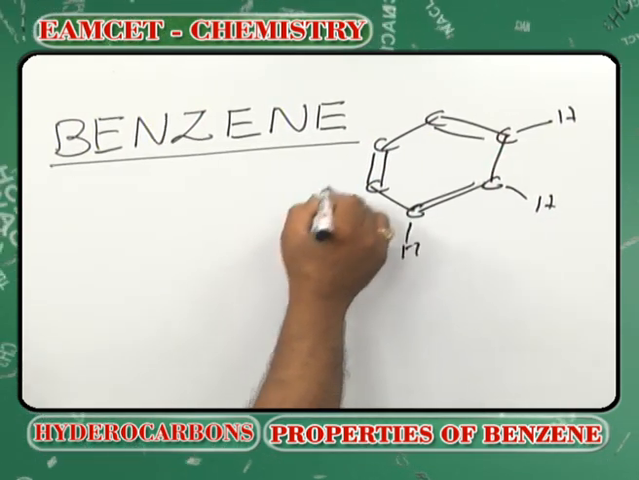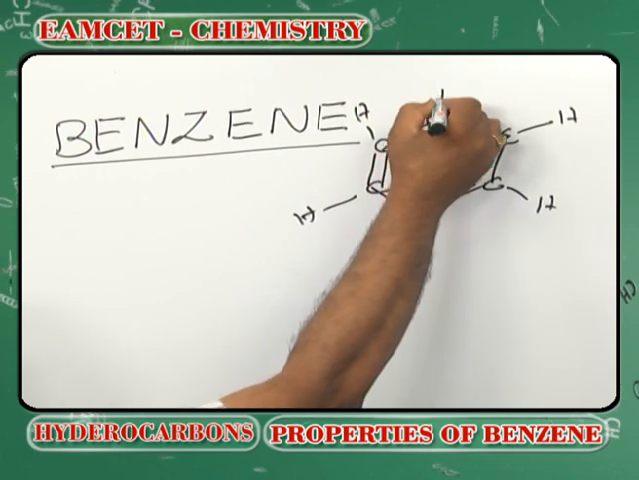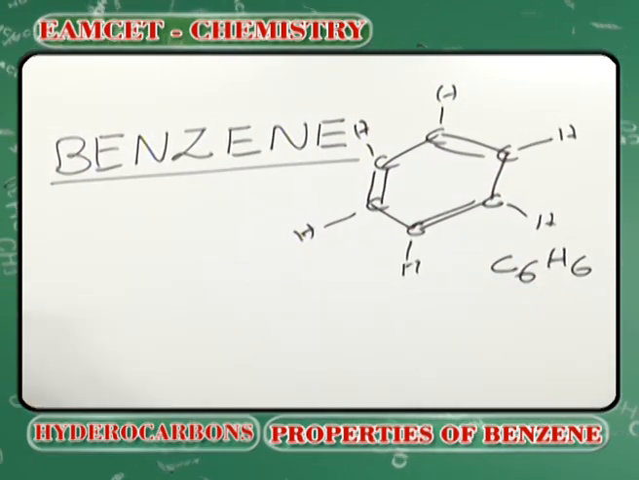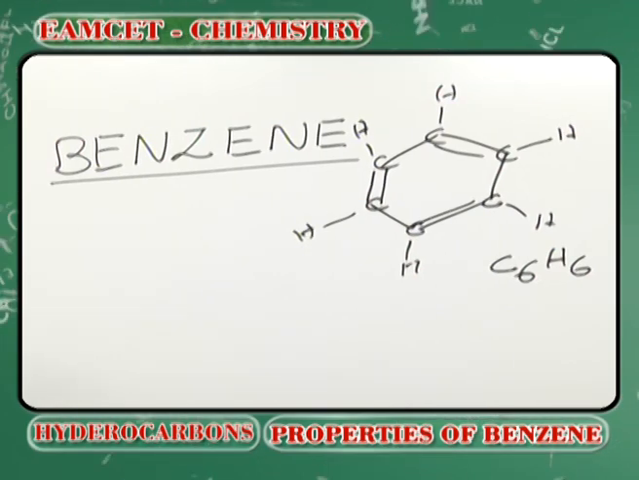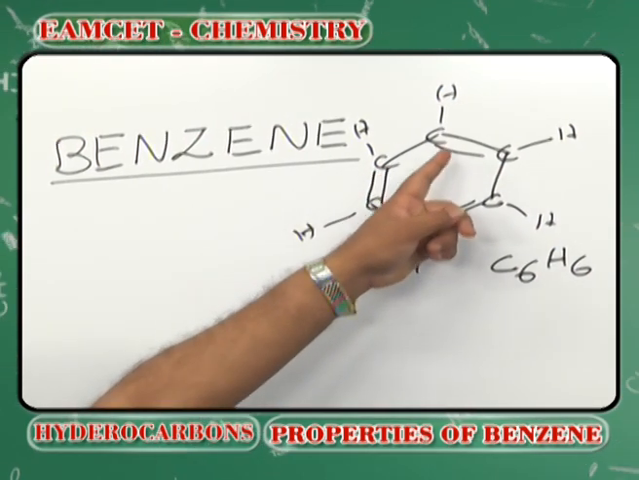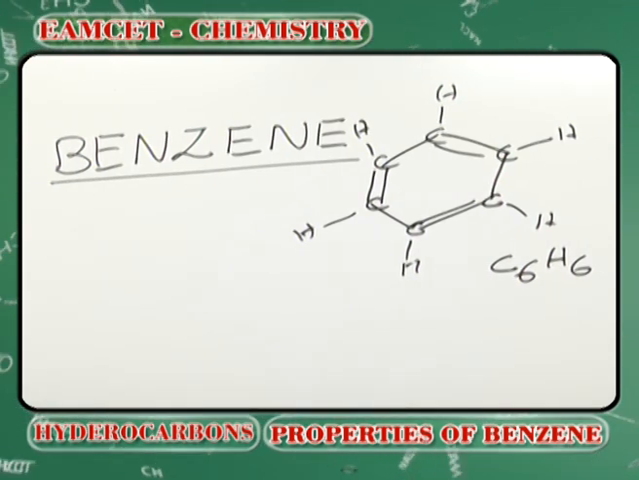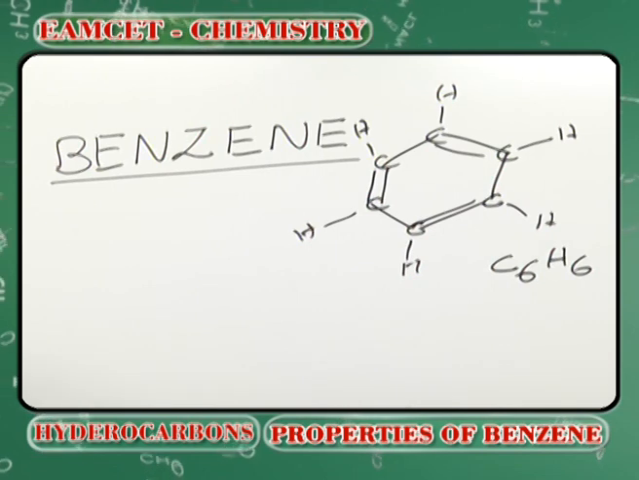So the molecular formula of this compound is C6H6, but it has one specific arrangement. See, the double bond, single, double, single, double. The 3 double bonds are not at one side, but they are spread over the molecule alternatively.